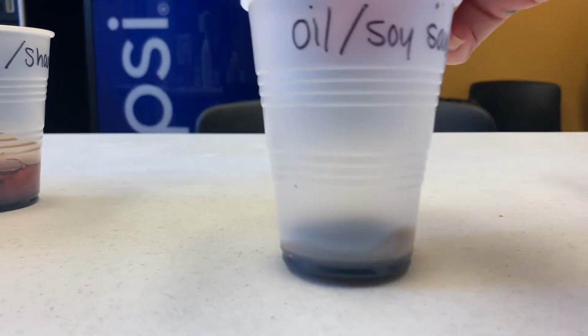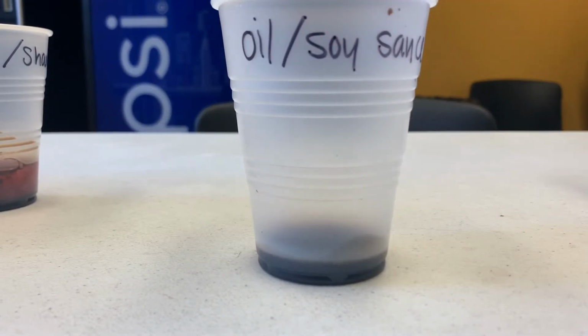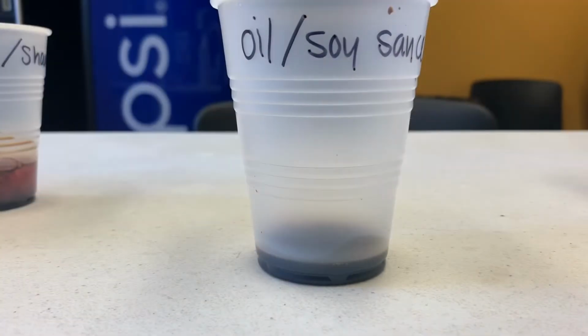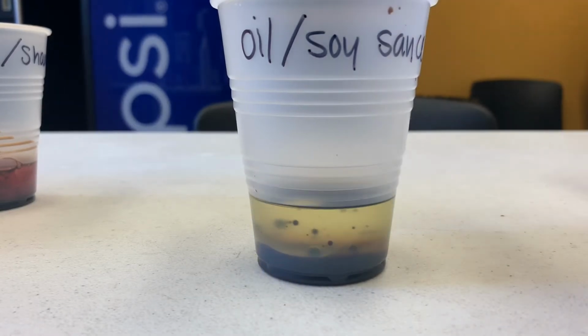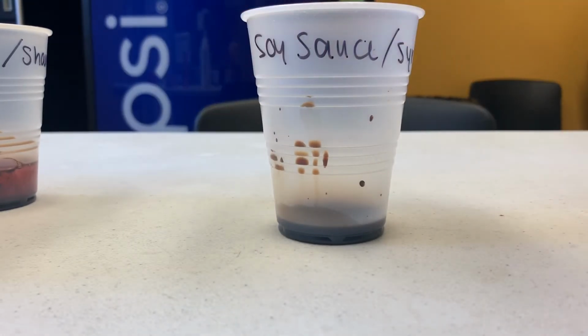Okay, and then in this cup, I also have soy sauce. I put the soy sauce first in most of the containers because it was a little messy. So I'm going to pour some oil in here, and then we're going to see what happens. The oil floats to the top again, the same as in the first situation, and the soy sauce sinks to the bottom. So that means the soy sauce is more dense than oil.